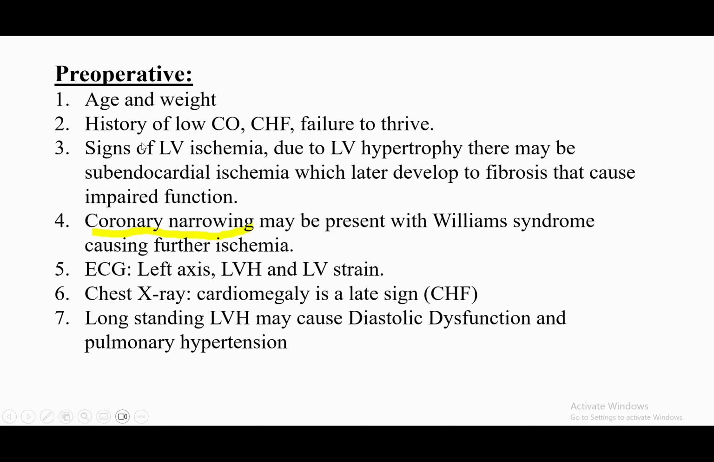Age and weight, history of low cardiac output, the same. But we may have a coronary narrowing, which may be present with Williams syndrome, causing further ischemia. So with Williams syndrome, the ostia of the coronaries may be narrow.